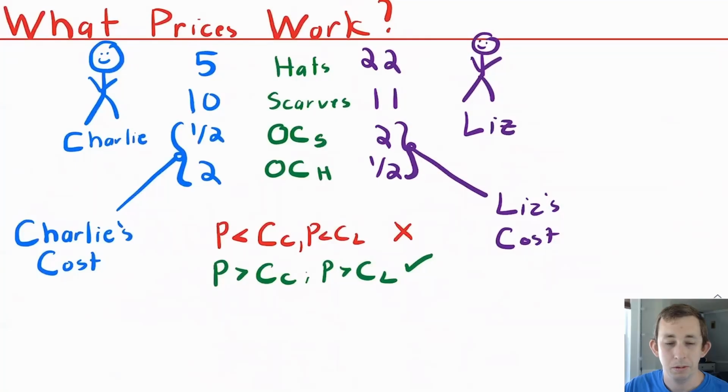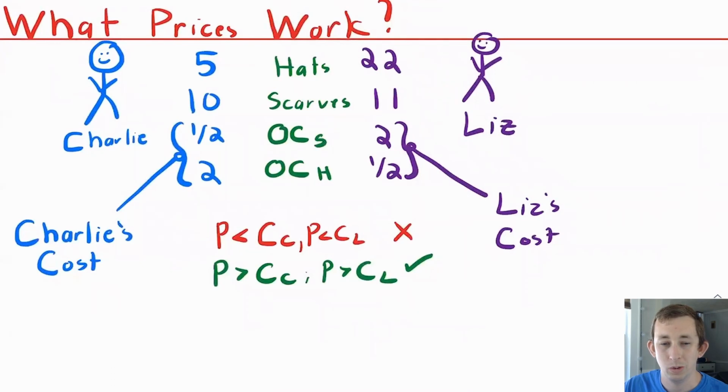Now, unsurprisingly, when we're talking about trade, there's going to be prices. So what prices work in order to make this trade work? Now notice that each person has an opportunity cost for both goods. And so the price at which they trade in terms of hats and scarves should be somewhere between their opportunity costs, because if it's not, then it's not going to work.